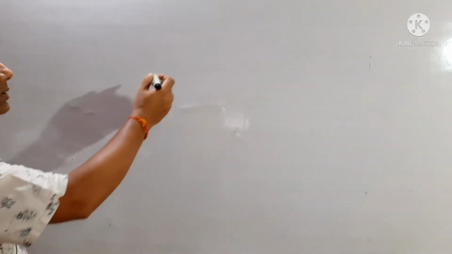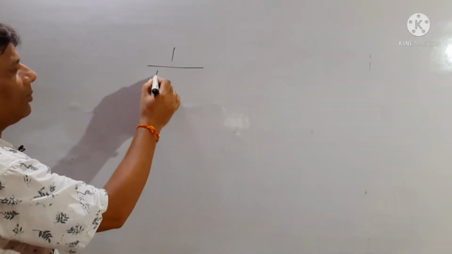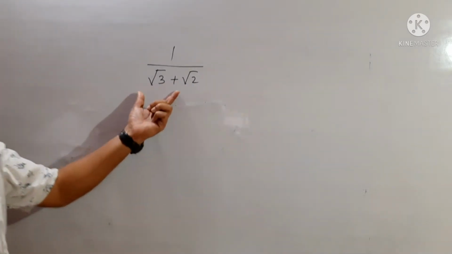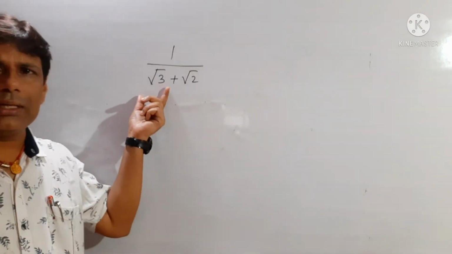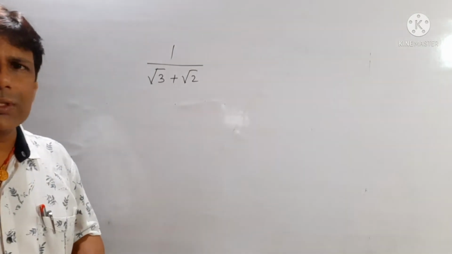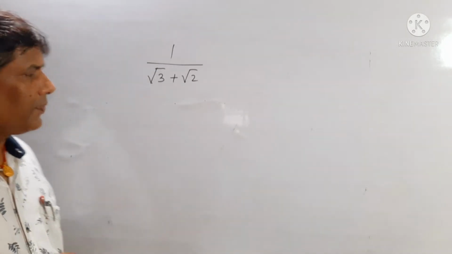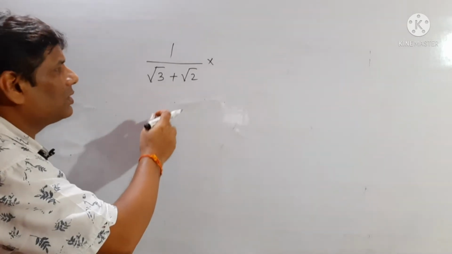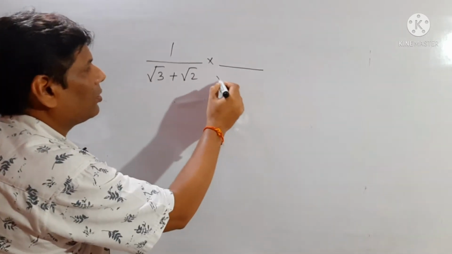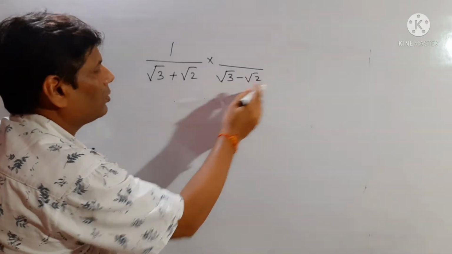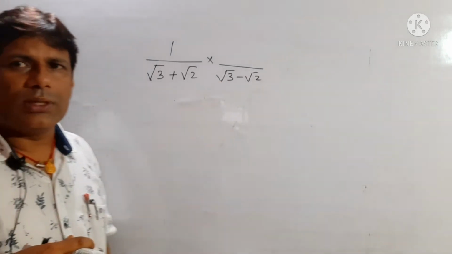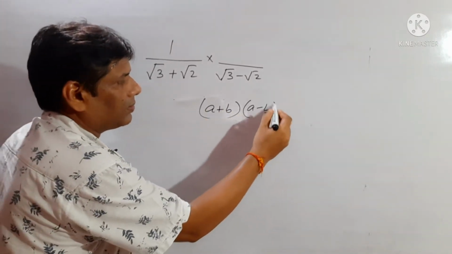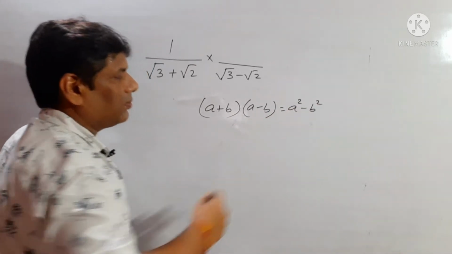So first of all, let us take a simple example, 1 by root 3 plus root 2. Since the denominator is an irrational number, root 3 is irrational and root 2 is also irrational. So the sum of two irrational numbers is always irrational. To make it a rational number, we take such a number like root 3 minus root 2. We know that a plus b into a minus b is equal to a square minus b square.